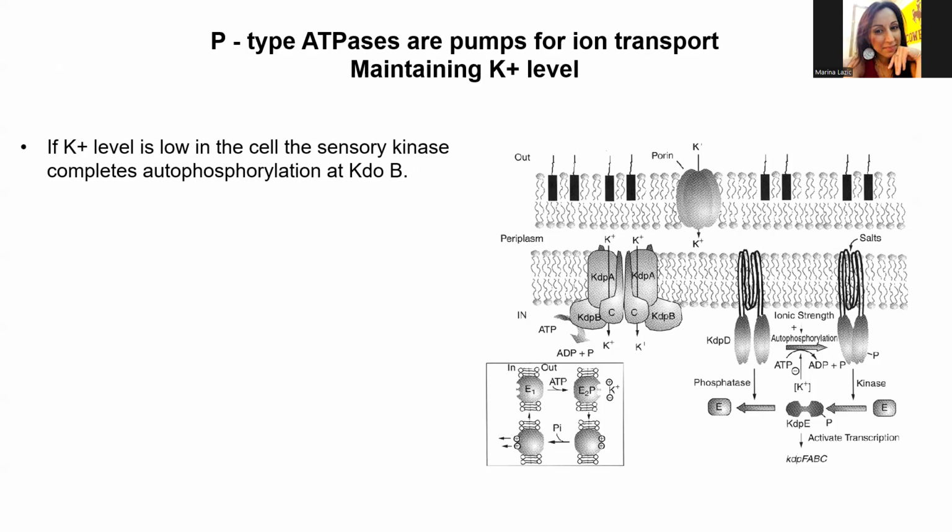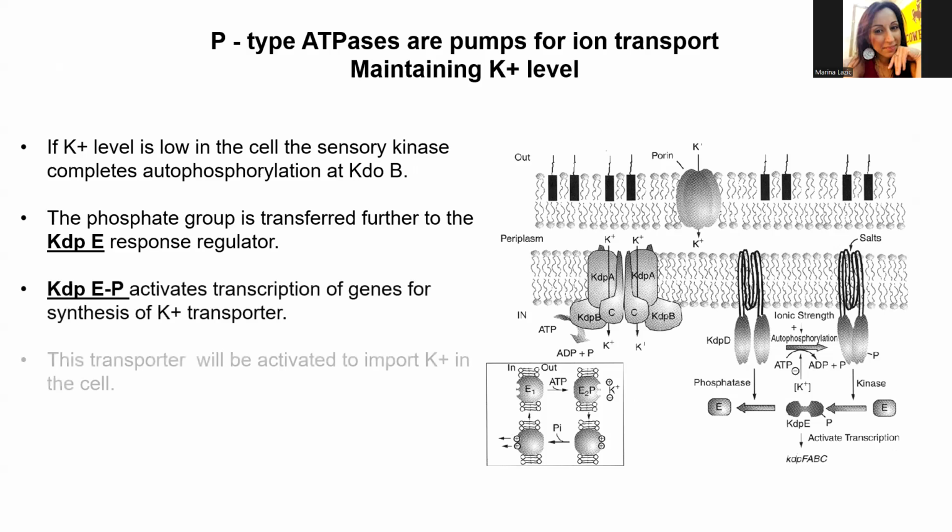So now when KDPB gets autophosphorylated, the phosphate group from the sensory kinase is transferred to the so-called response regulator, which is KDPE. What phosphorylated KDPE does is bind downstream, inside the cell, to the promoters that will activate transcription of genes to synthesize more and more potassium transporter. And those transporters will now get embedded in the membrane and they will open to import potassium instead. When potassium reaches high level, proteases will degrade the transporters.